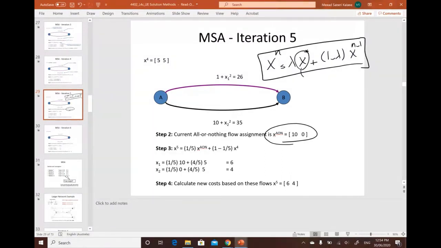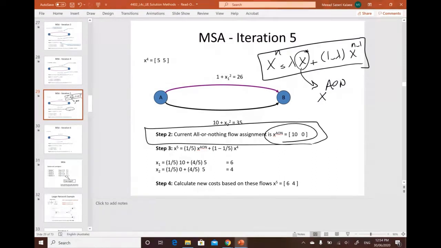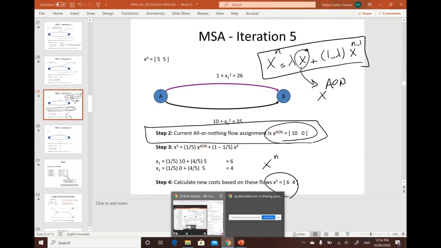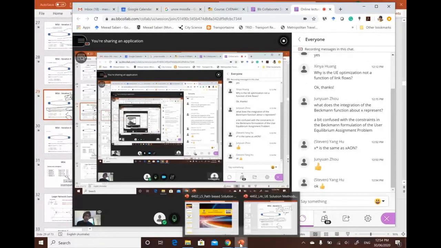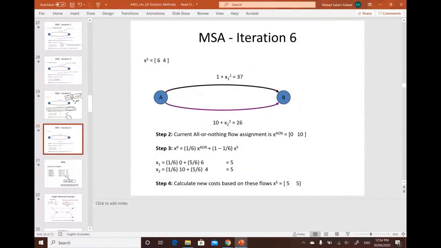And yes, for this X star, you can use the X all-or-nothing assignment, and that's what we do here. This is step 2 here: at every iteration, we find the shortest path, we assign everybody to the shortest path, we find this X star, and then we use this X star, or X all-or-nothing assignment, in the MSA formula to actually calculate this Xn at every iteration. Any other question? I have another example which is more interesting to look at. Okay, let's have a look at the second example and then we'll continue from there, okay?